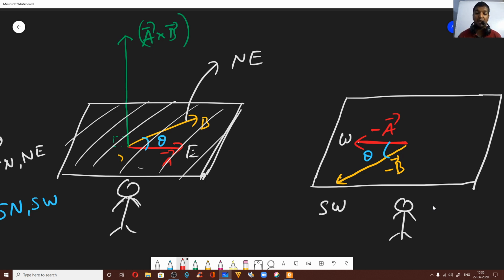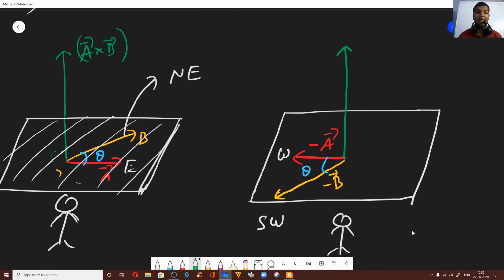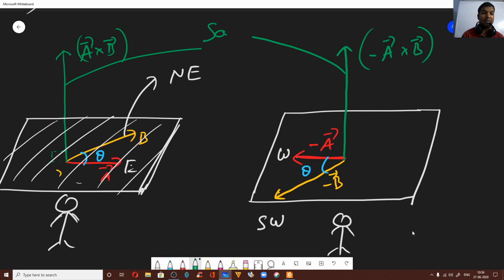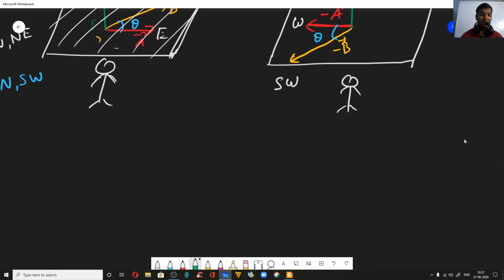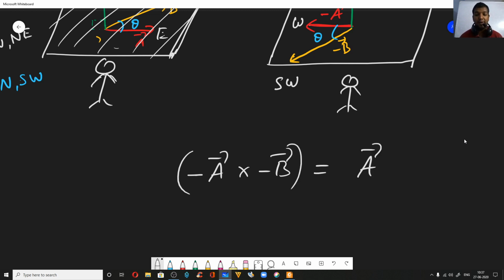So negative A cross negative B gives the vector which is the same in magnitude and the same direction as that of A cross B. These two vectors are the same, since their direction and magnitude are the same, correct? So these two are equal vectors. Therefore you can say negative of A cross negative of B is actually equal to A cross B.